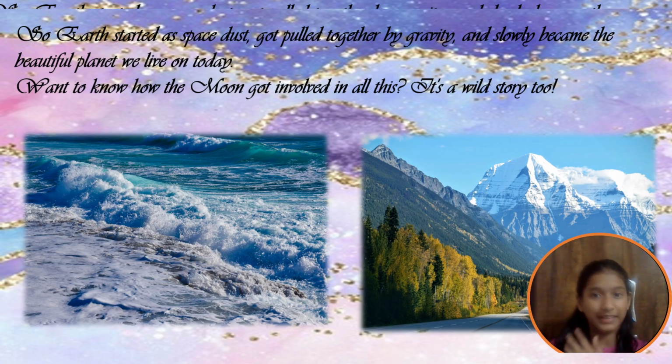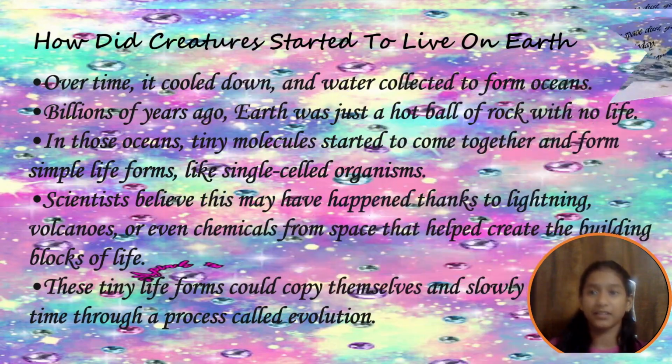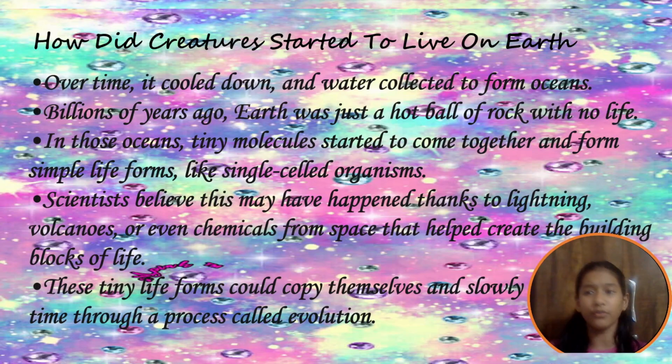So let's move on. How did creatures start to live on the Earth? Over time, it cooled down and water collected to form the oceans. Billions of years ago, Earth was just a hot ball of rock with no life. In those oceans, tiny molecules started to come together and form simple life forms like single-celled organisms. Scientists believe this may have happened thanks to lightning, volcanoes, or even chemicals from space that helped create the building blocks of life.